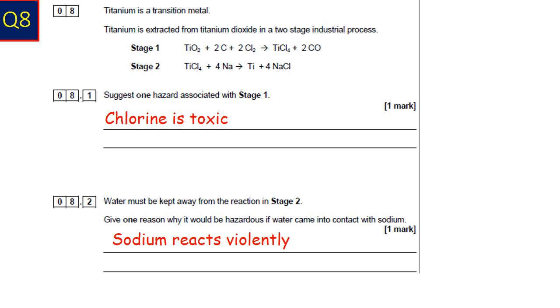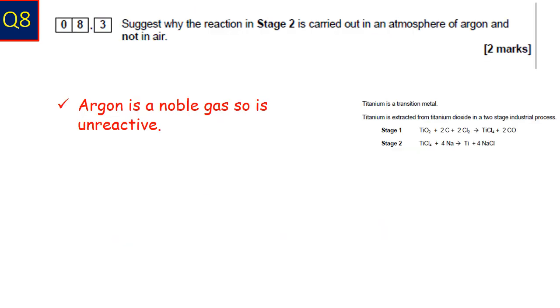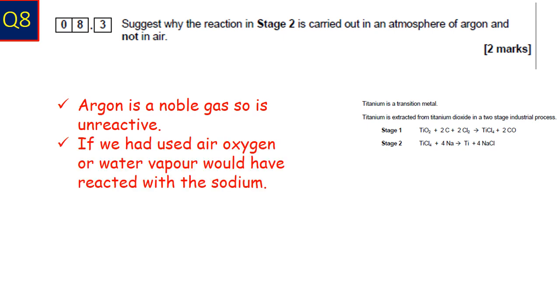That won't cut it. For 8.3, they ask you to suggest why reaction stage 2 is carried out in an atmosphere of argon and not in air. Argon is a noble gas, so it has a full outer shell, so it's unreactive, or we could say inert. So it's not going to react with sodium. But if we had used air, there's oxygen and water vapour in the air, and both of those potentially would have reacted with the sodium, and that would not have been desirable.